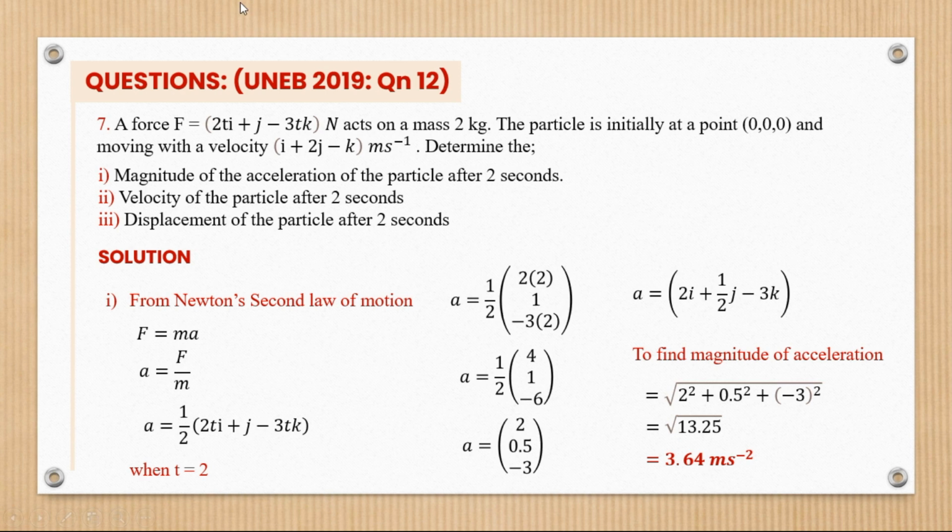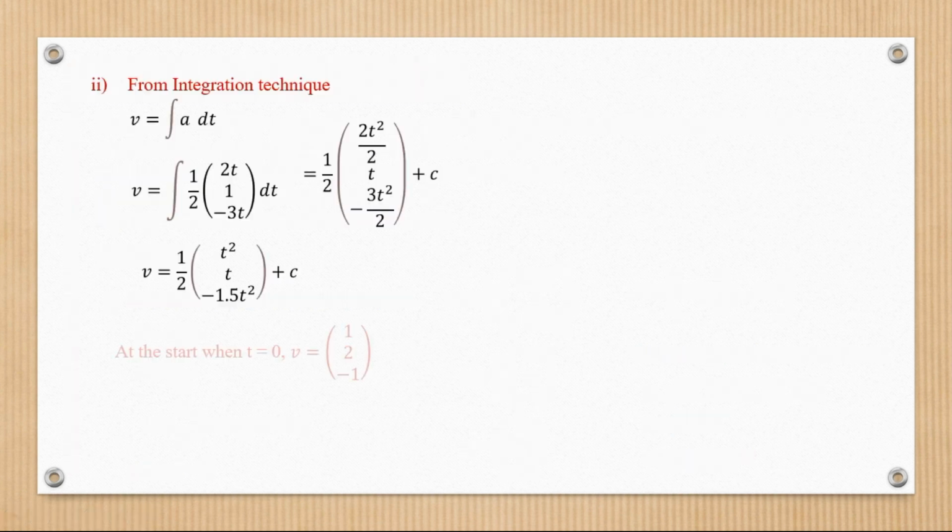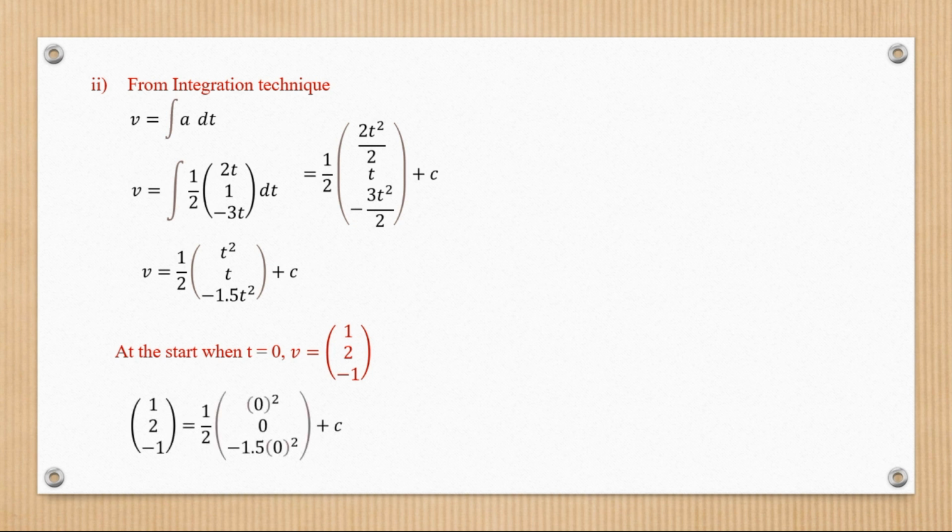Now in the question we are told that the particle is initially at a point 0, 0 and moving with a velocity i plus 2j minus k. So that means that this is actually the velocity when time was 0. So this is what we shall be using. At the start, when t is equal to 0, v shall be equal to 1, 2, negative 1. So plug that in. Then we're going to have that being equal to this as we have here. Where we have t, we're going to put 0, as you can see right here, plus c. So we're going to have c being equal to 1, 2, negative 1.